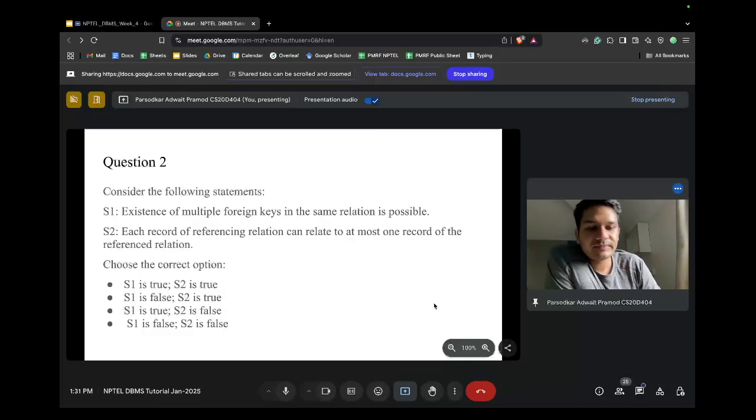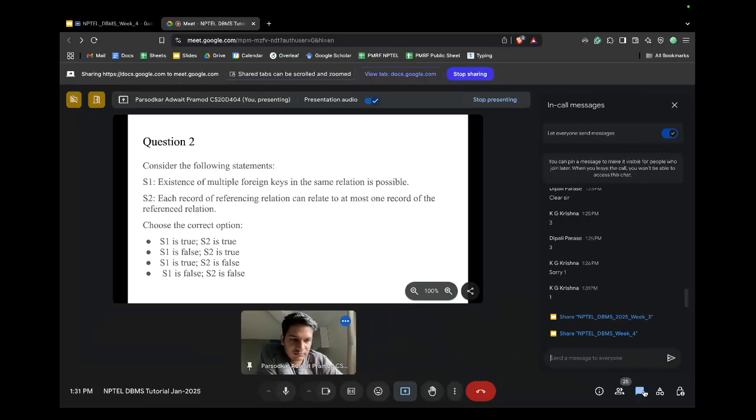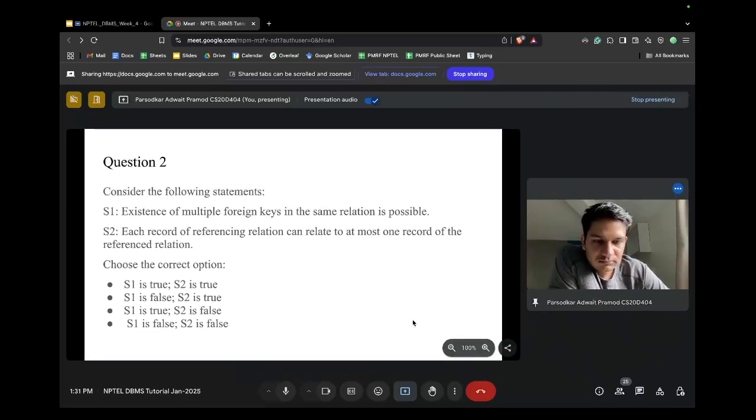Anyone else? Okay, so 1 seems to be a popular option, and that is indeed the correct answer. So you can have multiple foreign keys in the same relation. Can somebody give me an example of this?